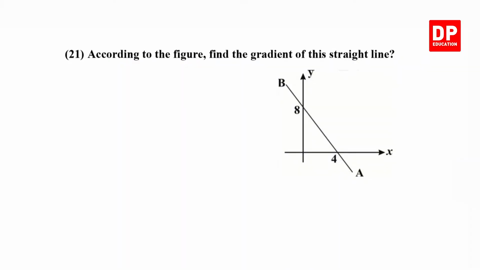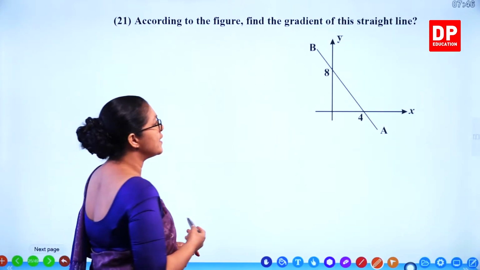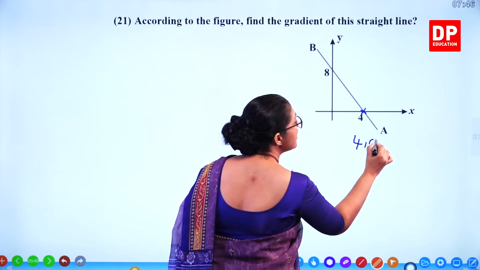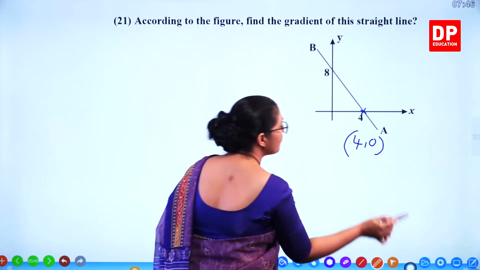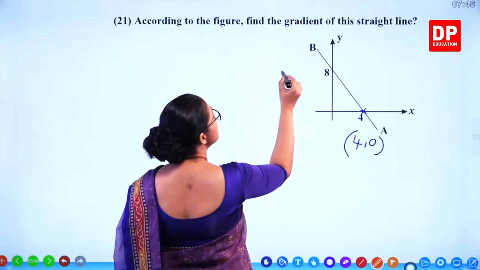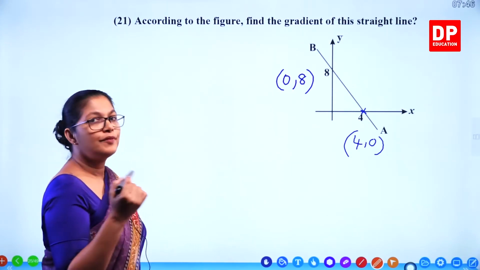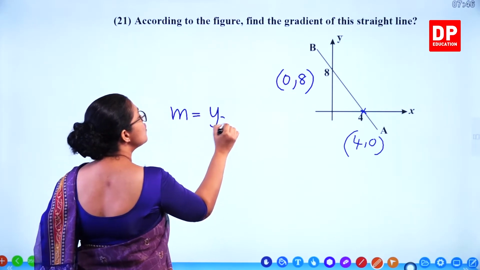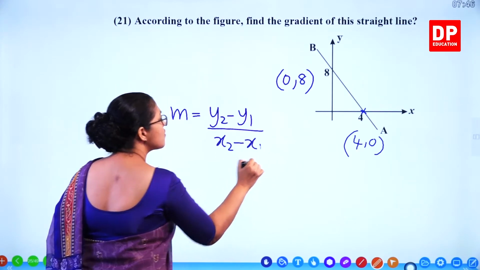Question number 21. According to the figure, find the gradient of this straight line. You have to identify the 2 points. What's this point? On the x-axis. So x is 4 and y is 0. This one, x is 0 and y equals 8. If you know the 2 points, what's the gradient? Difference between y coordinates over difference between x coordinates.